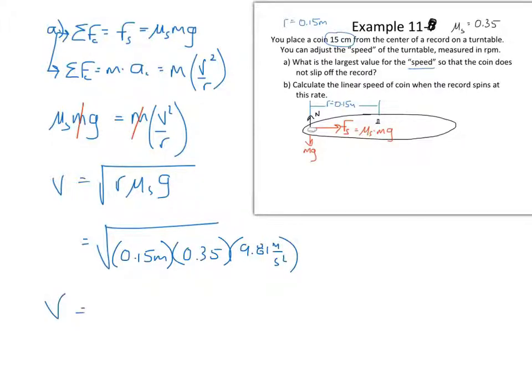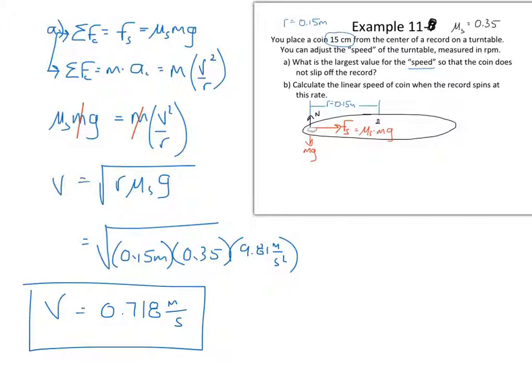If we do that, that'll give us the maximum velocity such that the coin does not slip off. Anything beyond that, and there won't be enough centripetal acceleration to keep it on, or there won't be enough static friction to keep it on, and it will slide off. All right, so 0.15 times 0.35 times 9.81, and we'll take the square root of that. 0.718 meters per second. And there we go. There's our velocity, or I should say our speed. Our speed at any one point, or velocity at any one point right here. The speed can be any direction, but the velocity has to be in a given direction.